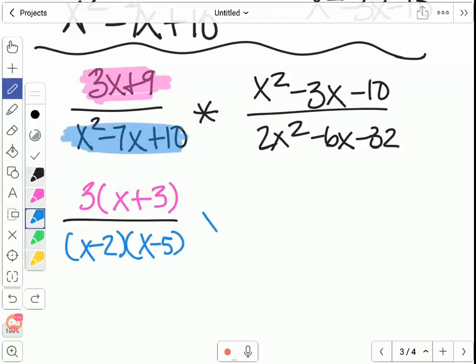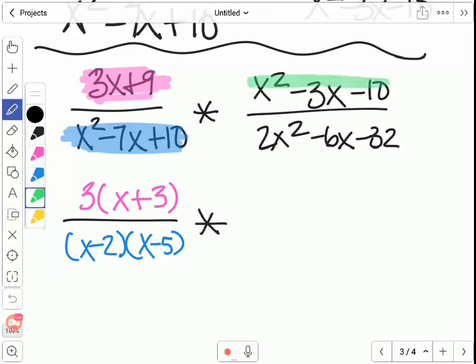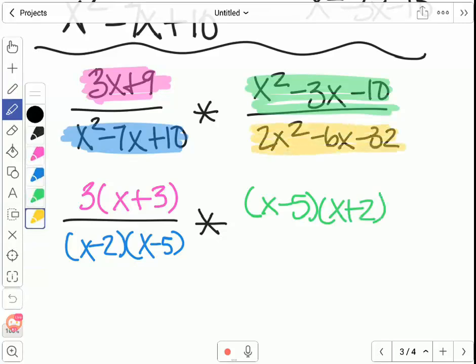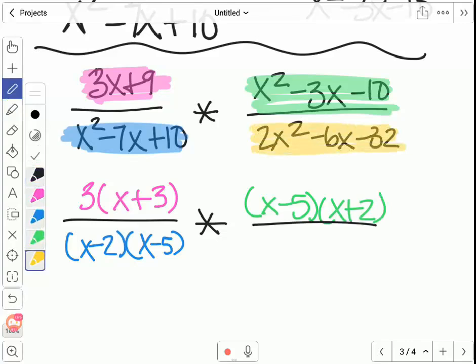times, I have x squared minus 3x minus 10. That factors into x minus 5 times x plus 2. And then 2x squared minus 6x minus 32. That factors and then factors again. It factors into 2 times x minus 6 times x plus 3. So again, that factors out twice. That's important that you note that it does factor twice.